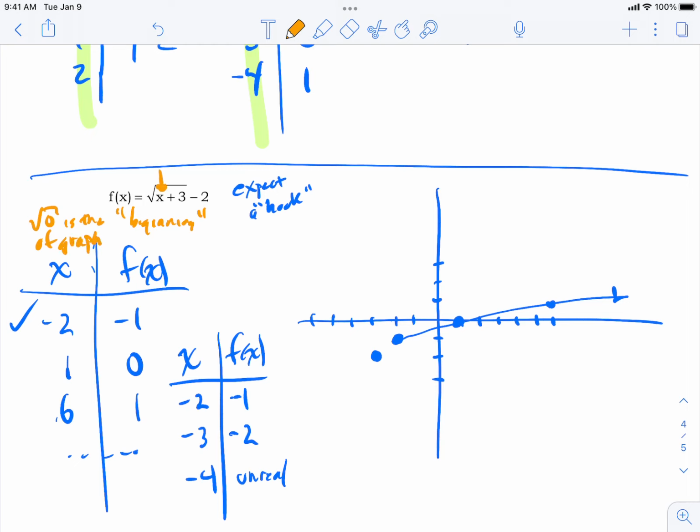So how do you get the square root of 0? By plugging in x equals negative 3. When x is negative 3, I plug it in, I get the square root of 0 minus 2. I end up at this point. That's where it must begin. So right there, that means that my graph starts there, and there's my hook. That's supposed to be my hook. So that is the full graph right there.